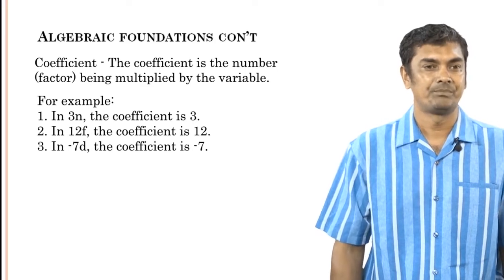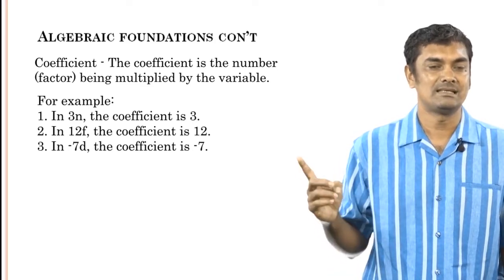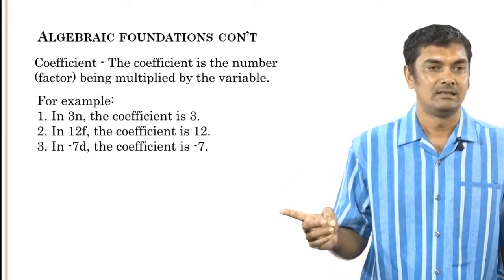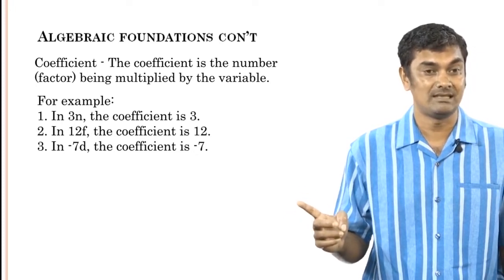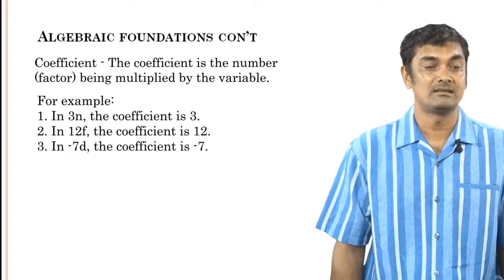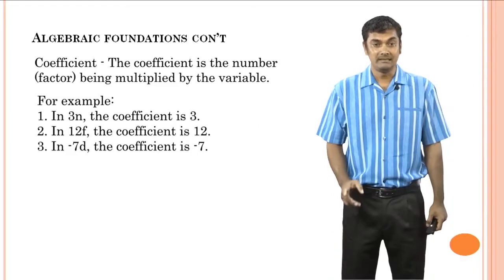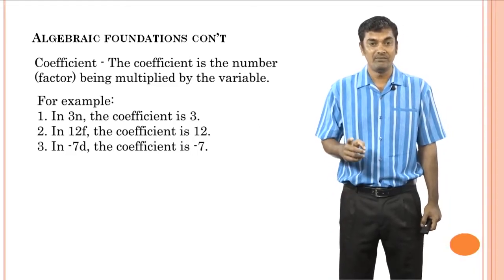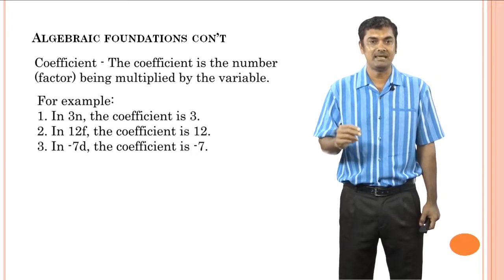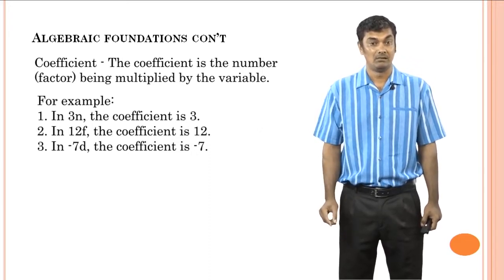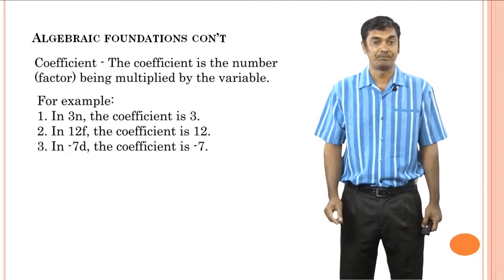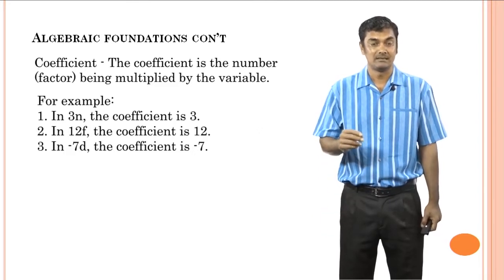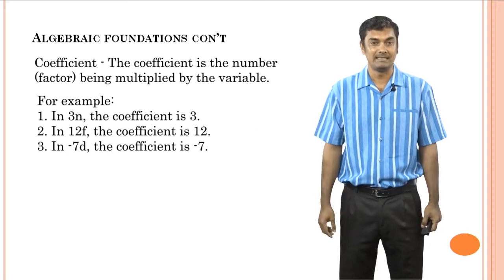Another example, in minus 7d, please look for the symbol. The coefficient is not 7, but minus 7. Kindly take note, the coefficient can have a negative value. Or, if it's not stated in a negative form, you would have noticed that a positive value is implied for the coefficient.